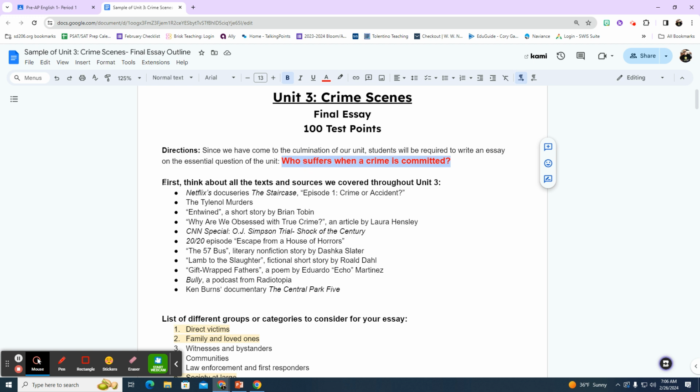Okay. So previously, we went over all the different texts and sources that we covered throughout Unit 3. So you want to take a quick look over them. These are all different sources we used. If you joined the course late or if you were not here for every day, that's okay. As long as you know enough about these sources to be able to use them in your essay. And you might not be using all of these. You might only use some of them.